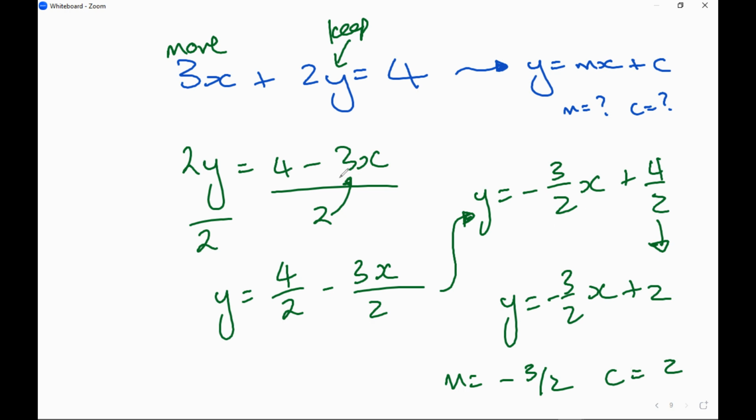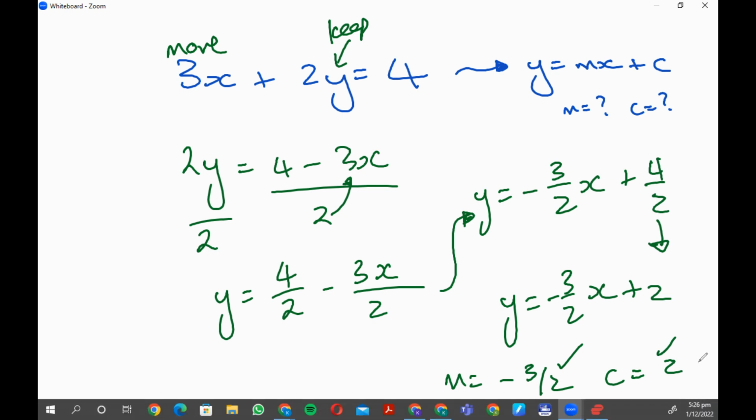Alright, it has to be negative 3 over 2, right? So negative 3 over 2 and 2. Let's try it one more time.